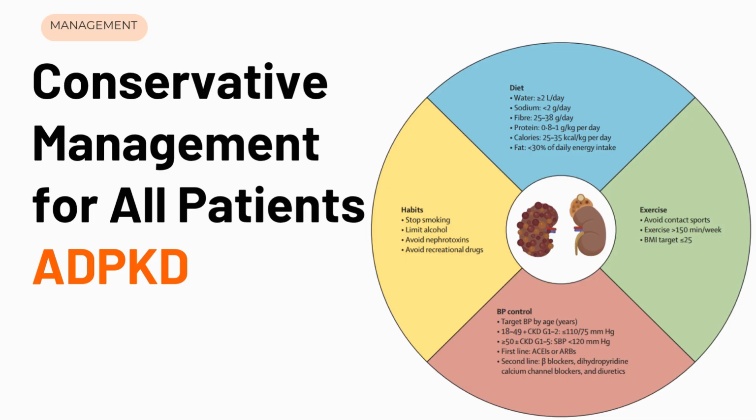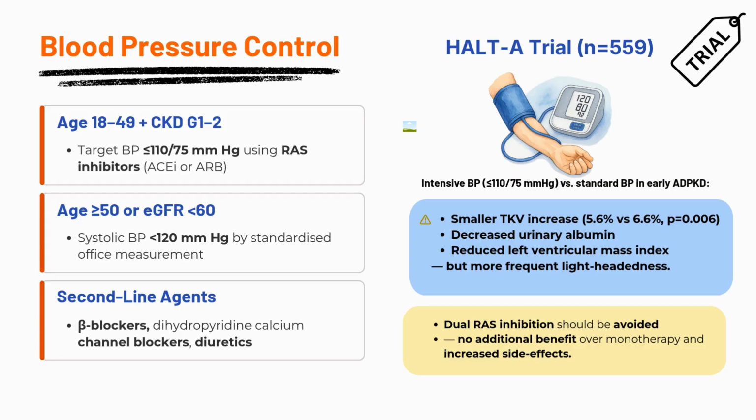Blood pressure control is a central pillar of this, and we'll give it a special slide. Because beyond cyst growth, hypertension is one of the key drivers of progression and cardiovascular risk in these patients. In younger patients aged 18 to 49 with early CKD stages G1 to G2, we aim for intensive blood pressure control. The target here is 110/75 millimeters of mercury or lower, and importantly, this should be achieved using RAS blockade, either an ACE inhibitor or an ARB. This is not just about numbers, it's about modifying disease trajectory early.